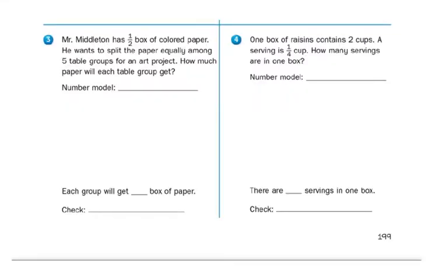Continuing down the page, Mr. Middleton has a 1/2 box of colored paper. He wants to split the paper equally among 5 table groups for an art project. How much paper will each table get? So we're going to take that 1/2 box, write this in your math journal, and divide it between the 5 table groups. We'll see how much paper they each get.